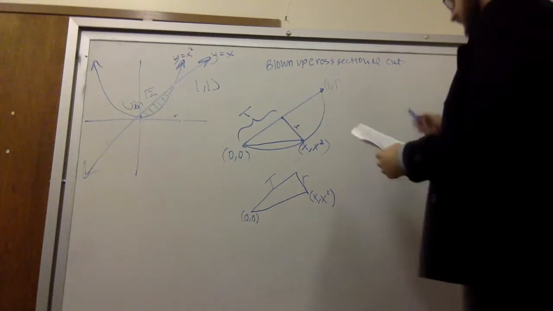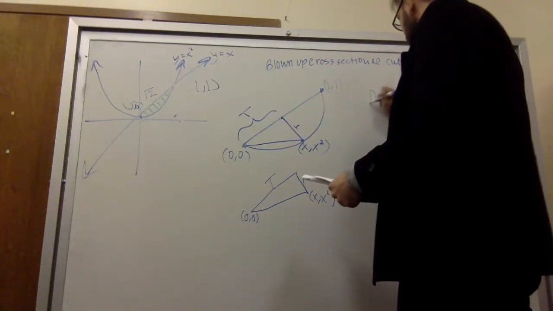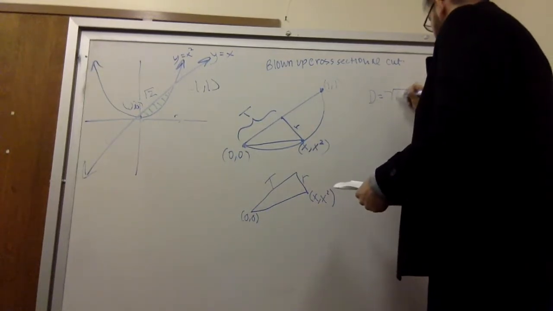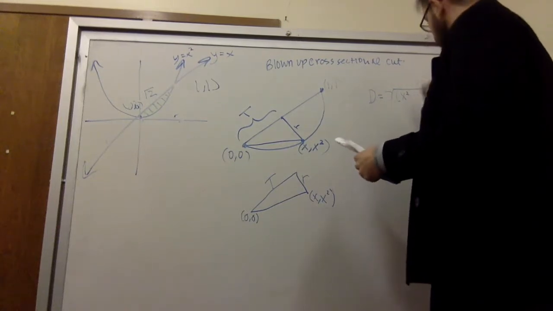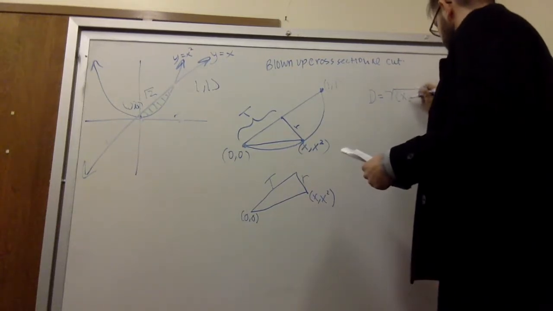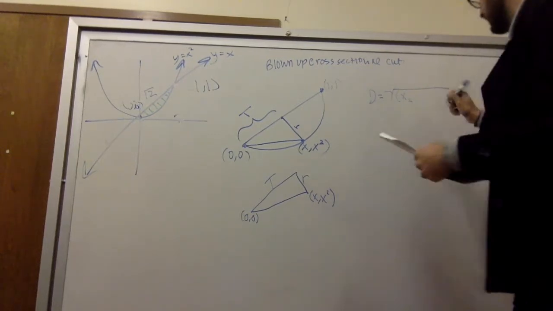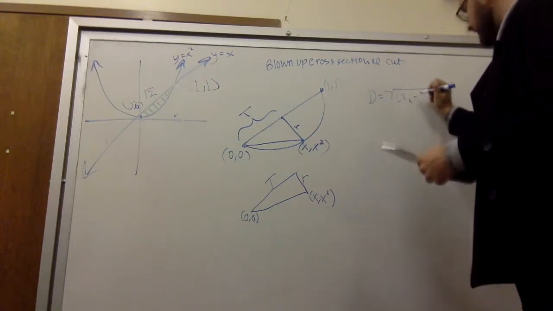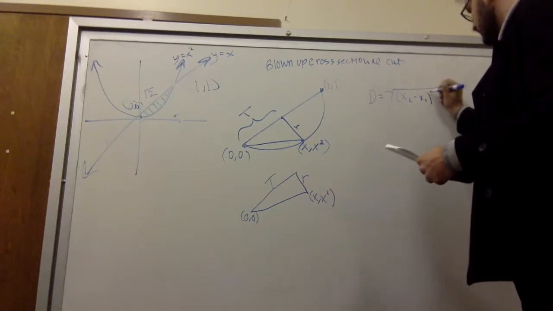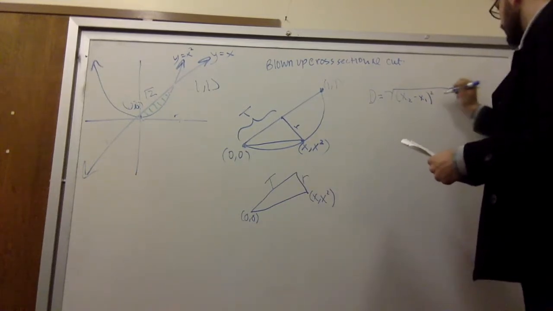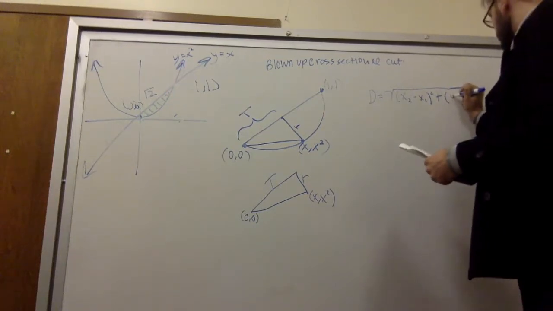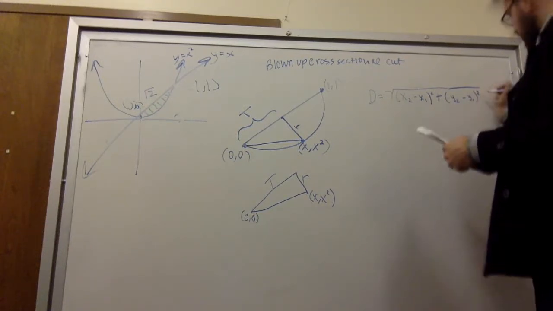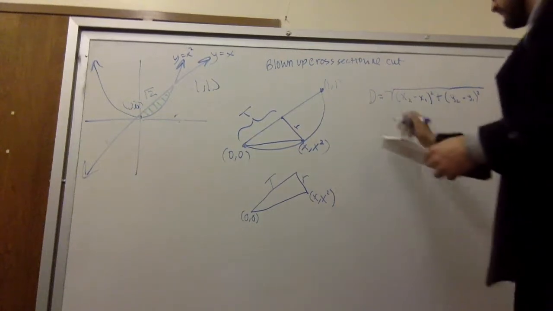Now remember that the distance formula is d equals the square root of x sub 2 minus x sub 1, squared, plus y sub 2 minus y sub 1, squared.